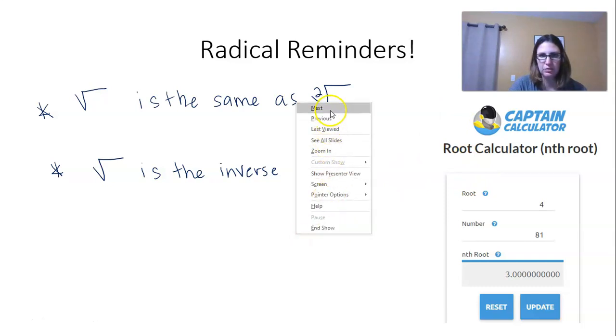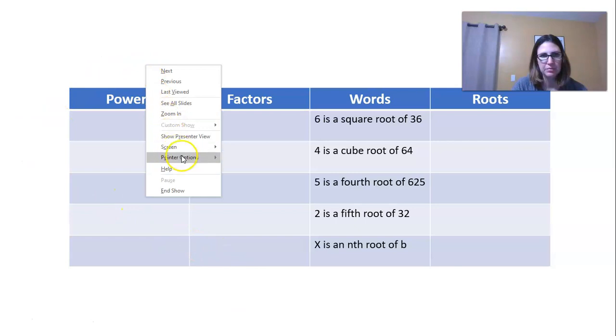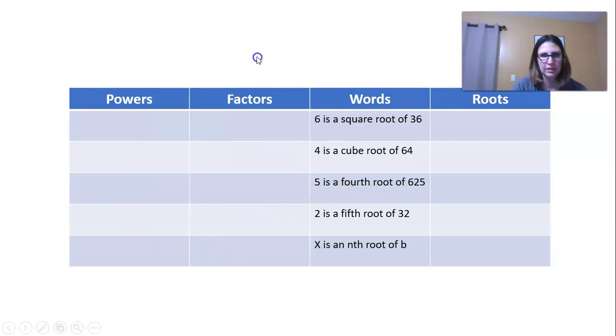All right, so let's go forward. So right here, I want you guys to jot this down, and just follow along with me here. Okay. So a couple of things I'm going to write here for you guys. So let's say you have this power right here, x squared is equal to 36.